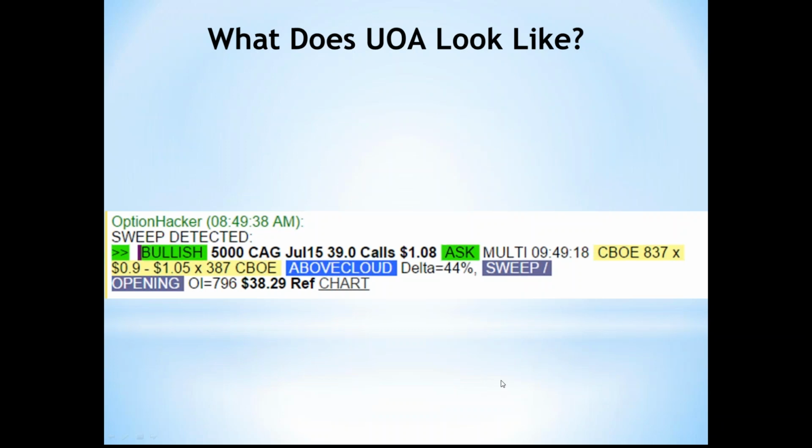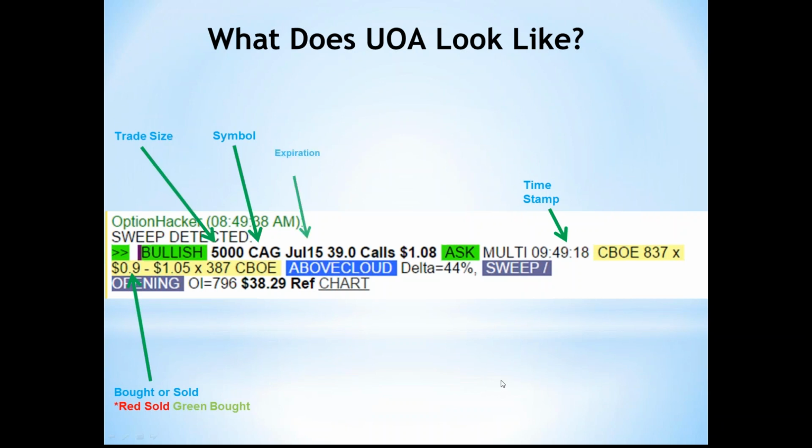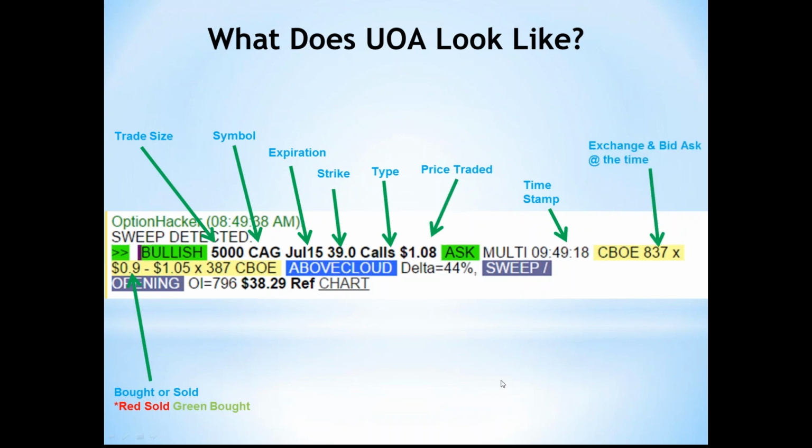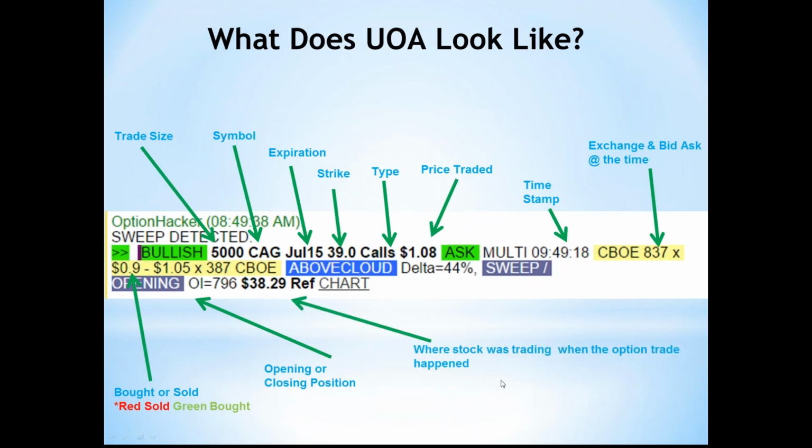And there's a lot of information that I can get about every single trade that comes across the tape in a day. Right? I can see the time that it was traded. I can see whether it was bought or sold. The size of the trade, the stock that it traded in, the expiration, the strike price, whether it was a call or a put, the price it traded at, the bid and offer at the time of the trade, whether it was an opening or closing position, and where the stock was trading when the option trade took place. Okay, now there's a lot of information here, a ton of information.